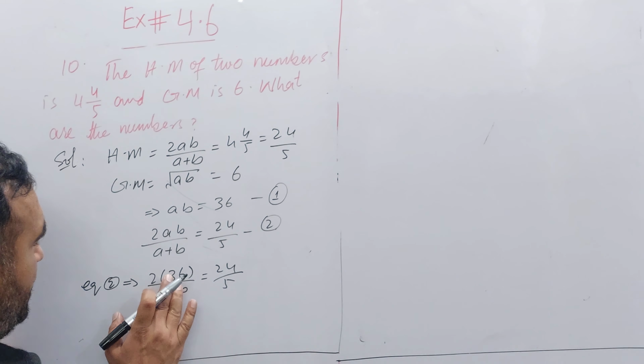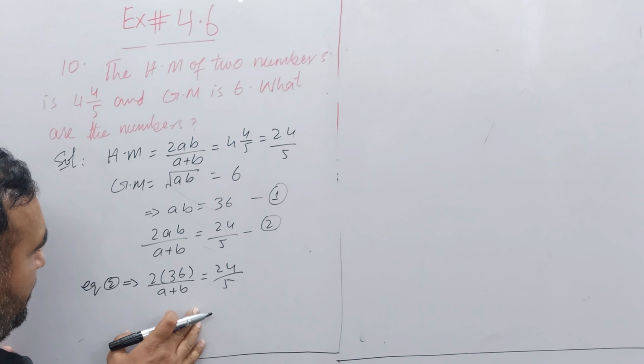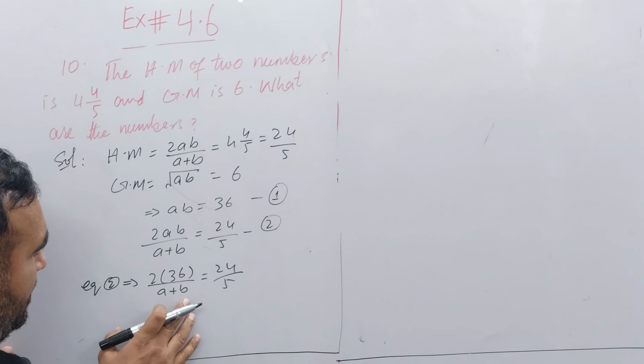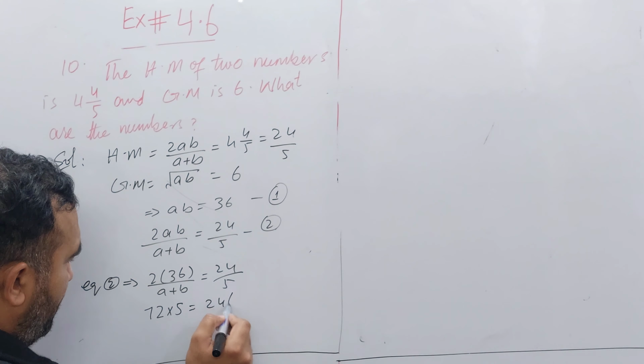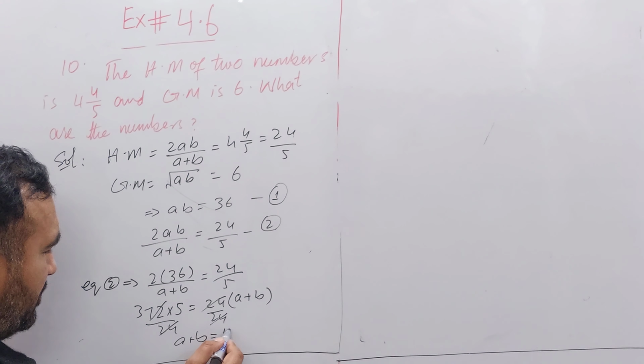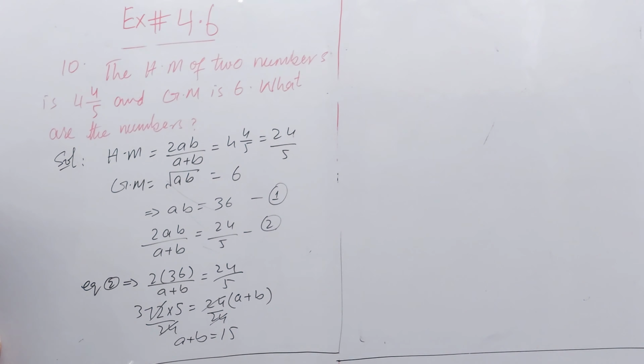Now by cross multiplication we will make this equation a linear equation, if we cross multiply and get rid of this denominator. So multiply 5 with this one, so it will be 2 36s are 72, multiply 5, is equal to 24 times a plus b, and we can divide both sides by 24. That will make it 3 5s are 15. So a plus b is equal to 15. We got a linear equation over here.